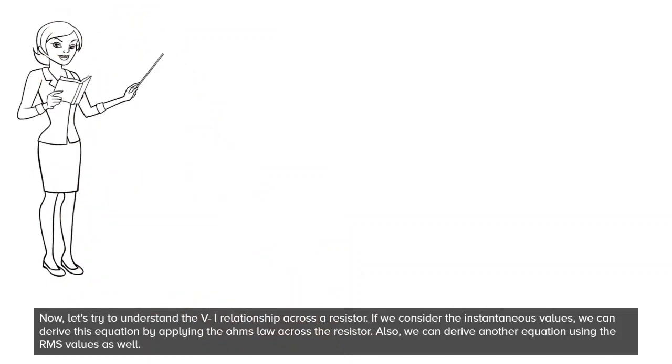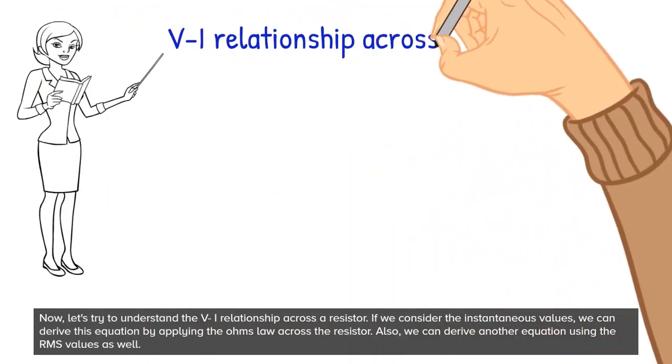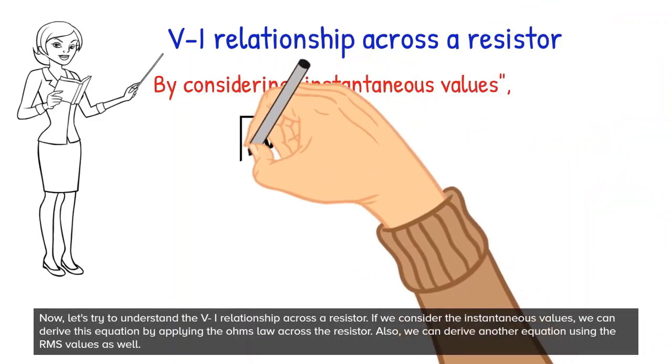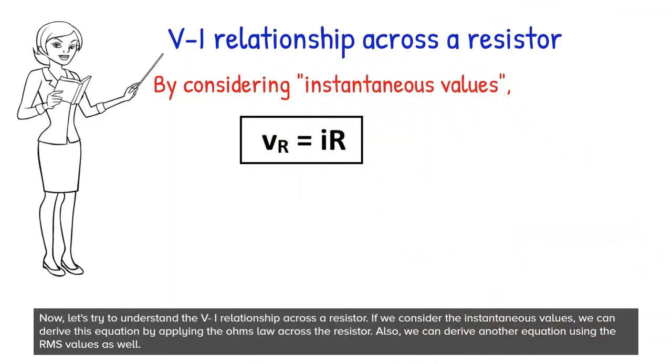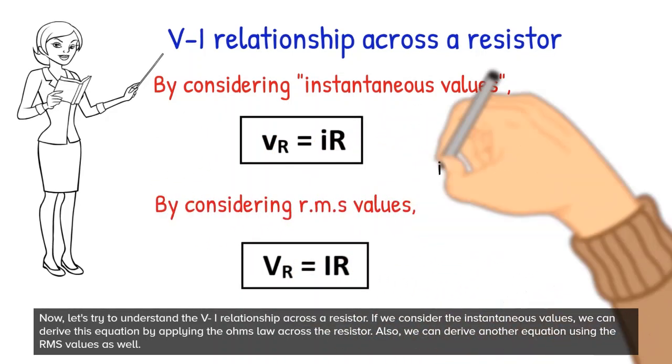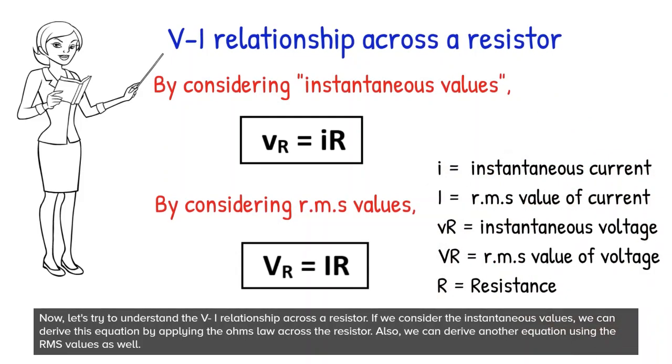Now, let's try to understand the VI relationship across a resistor. If we consider the instantaneous values, we can derive this equation by applying Ohm's law across the resistor. Also, we can derive another equation using the RMS values as well.